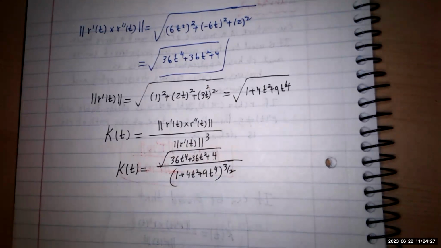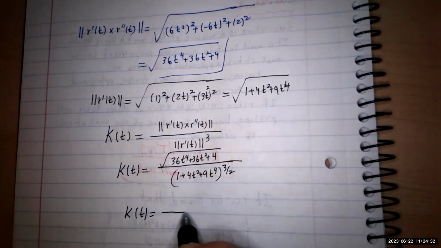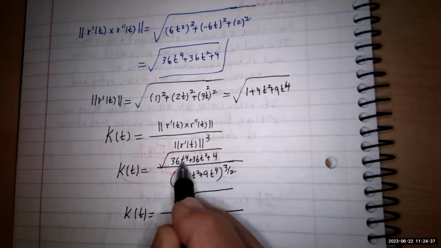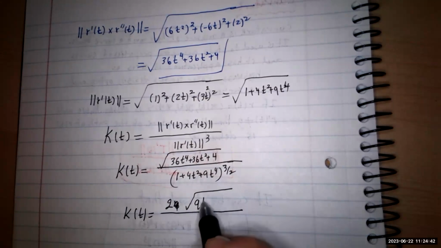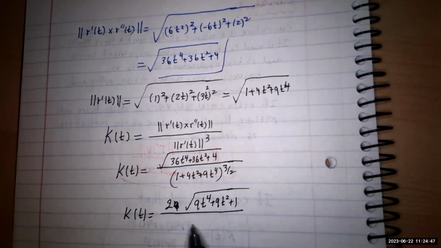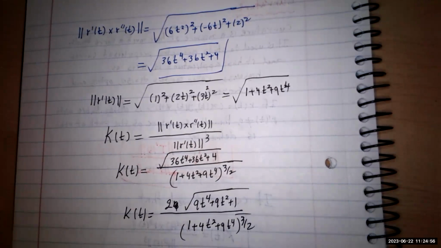You can factor out the 4 if you like. In this case, if you factor out the 4, you take it out, that gives you 2. So that gives you 9t to the 4th, 9t squared plus 1, divided by 1 plus 4t squared plus 9t to the 4th, everything to the 3. So that gives you the curvature function, really, to give you the result.